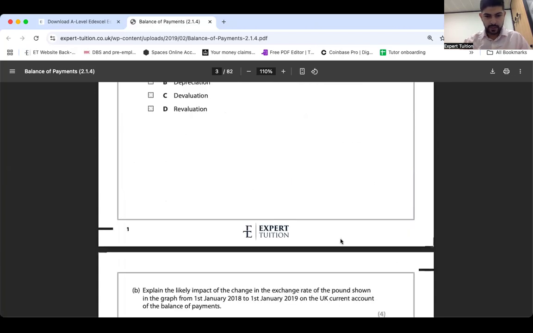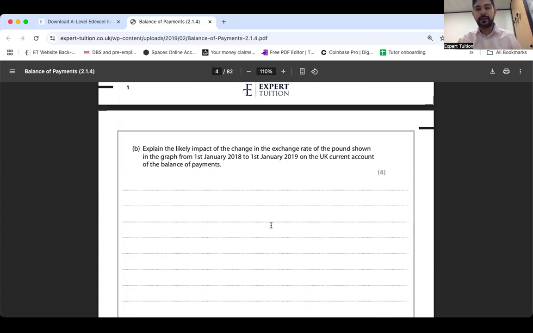Right. The second question is: explain the likely impact of the change in the exchange rate of the pound shown in the graph from the 1st of January 2018 to 1st of January 2019 on the current account of the balance of payments. Okay, really important discussion. Before I delve into the theory, if in section A you get a 3 or 4 marker, even if it explicitly doesn't state this, even though this time it does, you need to know that at least one mark is reserved for application. So whatever data they've given you or little paragraph of writing they've given, you need to reference it as a means of getting application.